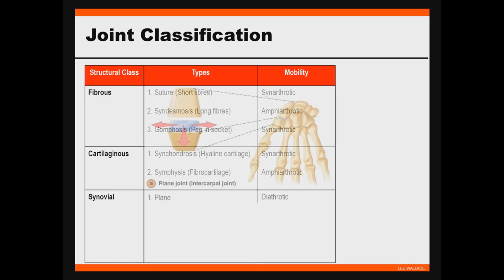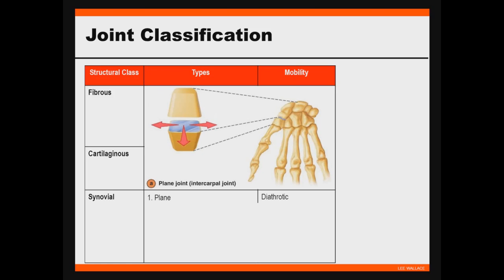The first type is called a plane joint. We can see up in the picture an example of a plane joint which occurs at the intercarpal joints. But all plane joints are 2 flat surfaces which rub up against each other. So not one part is fitting inside another part, it's just 2 parts lying flush or next to each other. Now the mobility classification of the plane joint is a diarthrotic, which is our third type of mobility, which means freely movable. And it's important to note at this point that all synovial joints are characterized as being diarthrotic or freely movable.